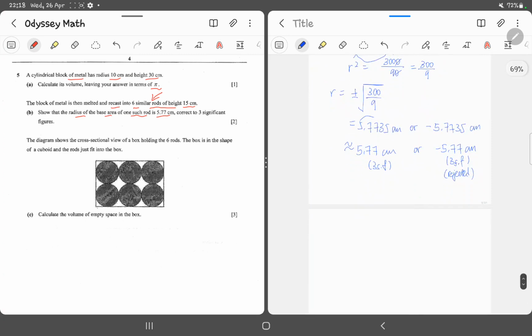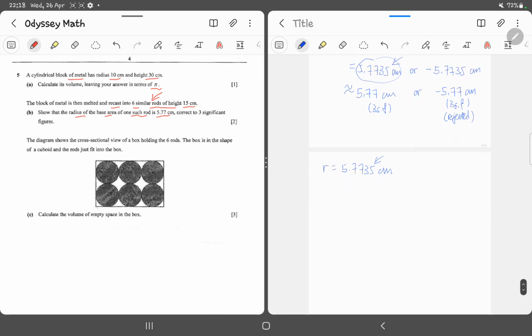Now we know that r is 5.7735 cm, right? We are required to use this for 5c. We use the intermediate working when we are required to use the previous answer that we have derived for another answer. You have to use the intermediate, which is the 5 significant figure value. The diagram over here shows the cross-sectional view at the side. If you look at the side, this will be the view of a box holding the 6 rods. The box is in the shape of a cuboid and the rods just fit into the box. Calculate the empty space in the box.